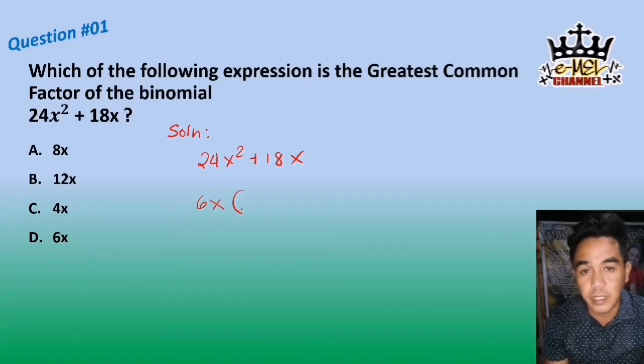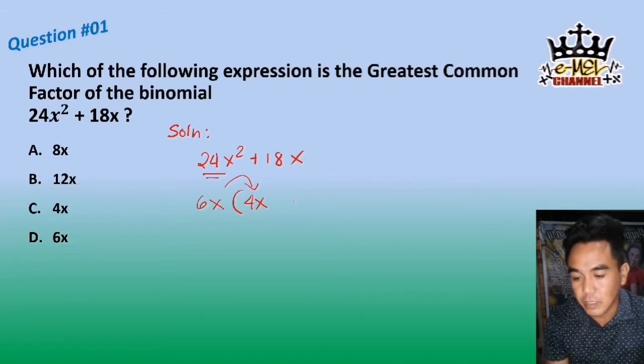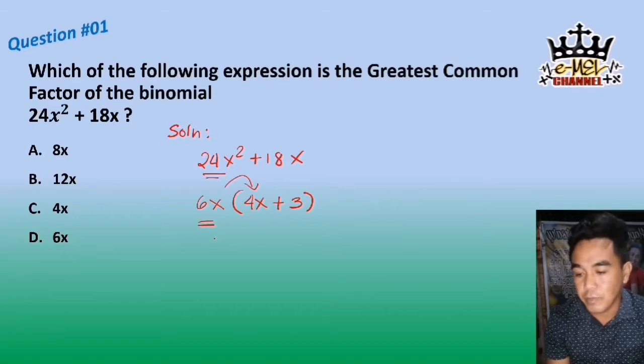Now, let us have this kind of equation. So, 6x, to make it 24, you are going to multiply it by 4. To make it x squared, we're going to multiply it by x. That makes it 24x squared. To make 6x as 18x, we're going to multiply it by 3. Now, we have here the operation. We're going to put in the middle of 4x and 3 the addition sign. So, the greatest common factor in this problem number 1 is 6x. Therefore, our answer is the letter D.